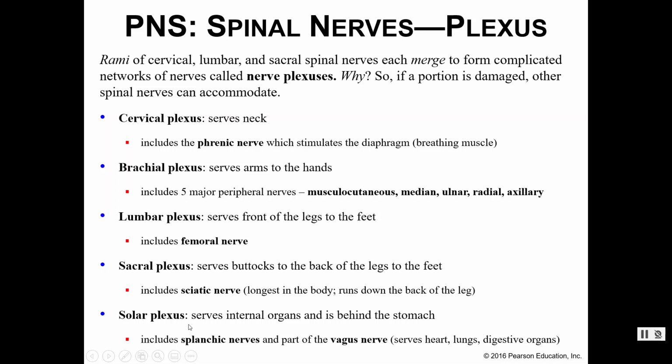And then your solar plexus does the internal organs. Okay, it kind of lives behind the stomach. This includes your splanchnic nerves and part of the vagus nerve. Okay, so this innervates organs like your heart, your lungs, pretty much all of your digestive organs, things like that.